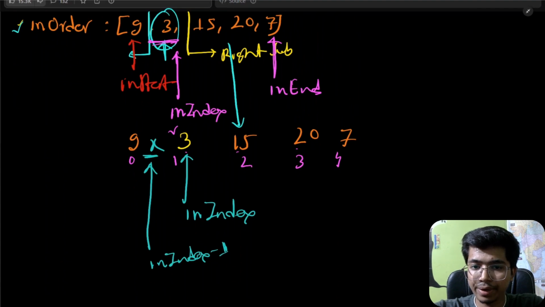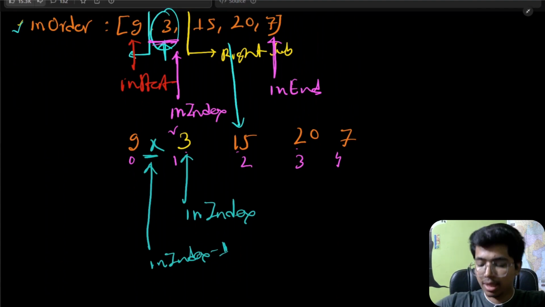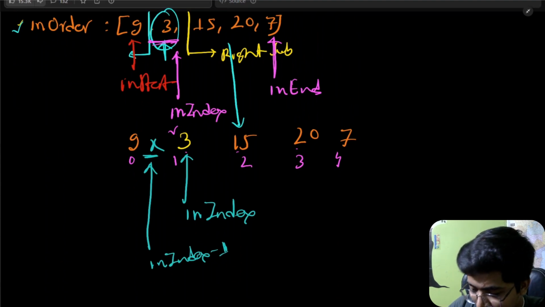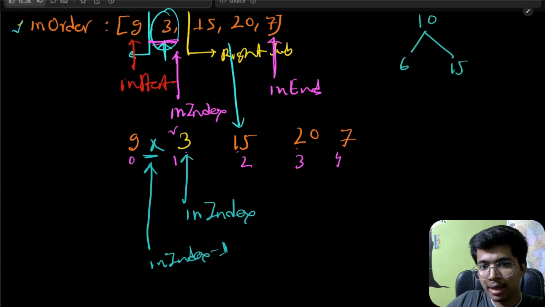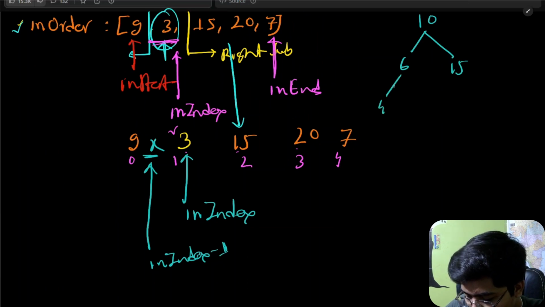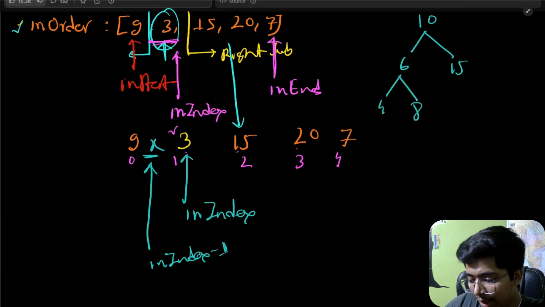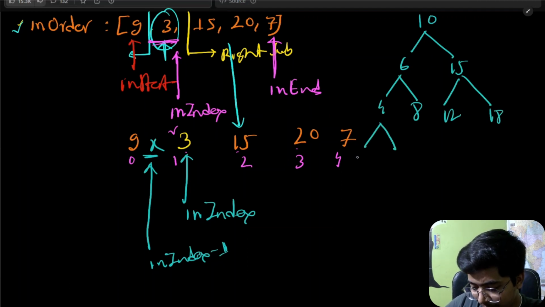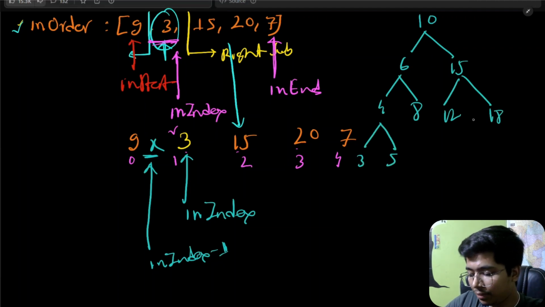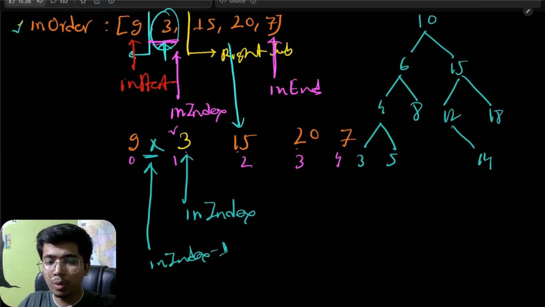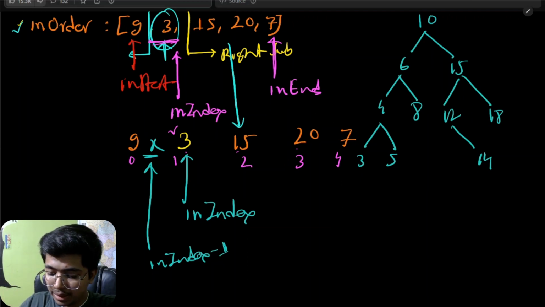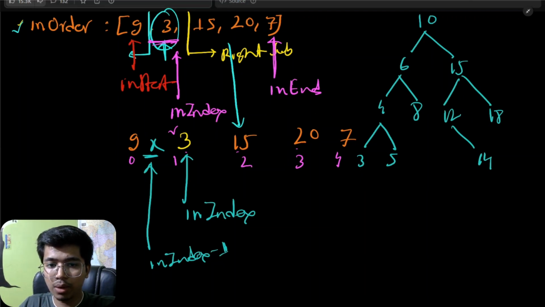So we require a tree to understand it better. Let's say we have a tree where there is 10 as the root, and there are 6 and 15, and there are 4 8, then 12 18, and then 3 5, and we have 14. So now our core focus is that we'll be creating the pre-order traversal.